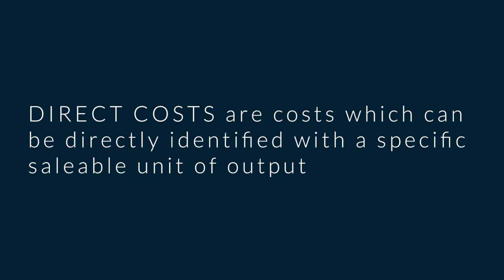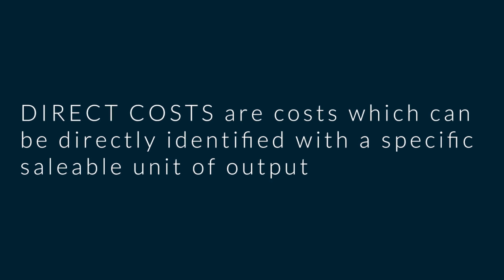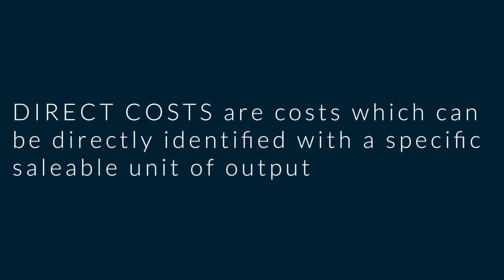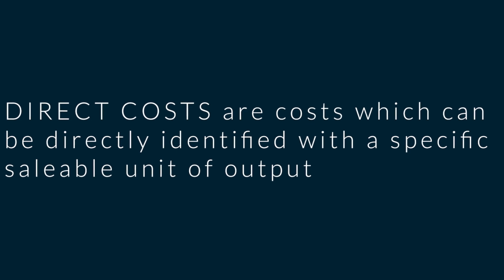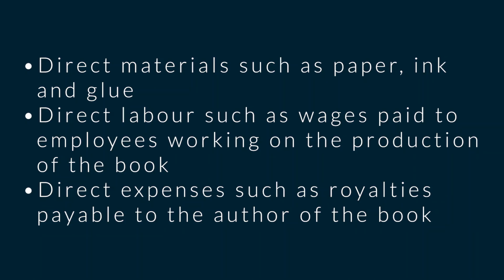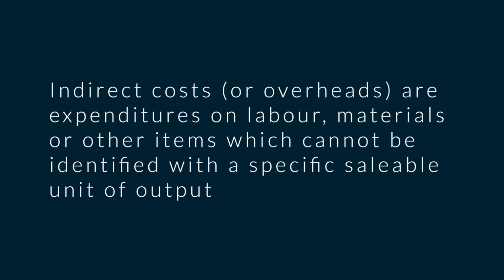Direct costs are costs which can be directly identified with a specific sellable unit of output. If you are dealing with something like a textbook, in this case, your direct costs are going to be things like direct materials such as paper, ink, glue, direct labor such as wages paid to employees working on the production of the book, direct expenses such as royalty payable to the author of the book.